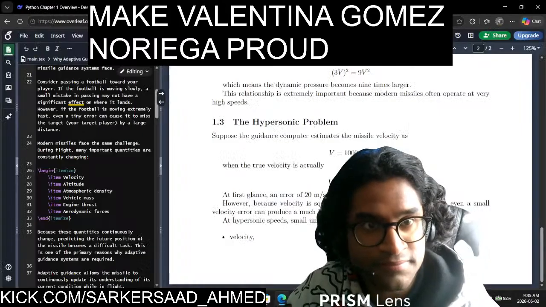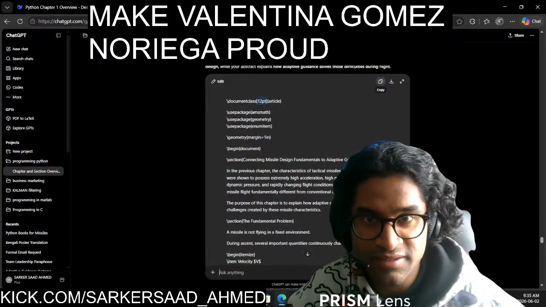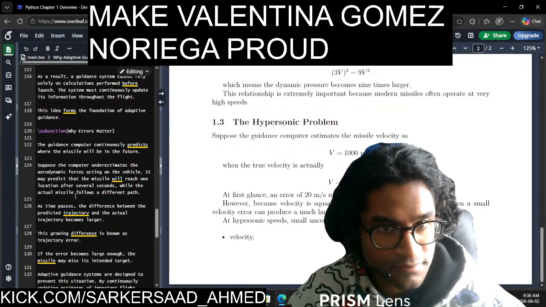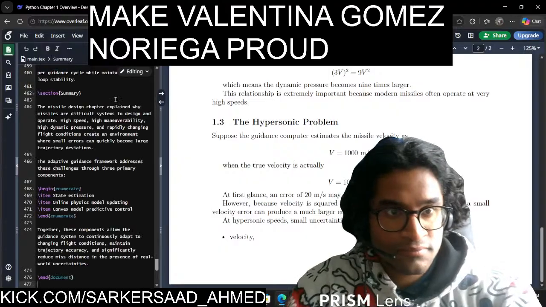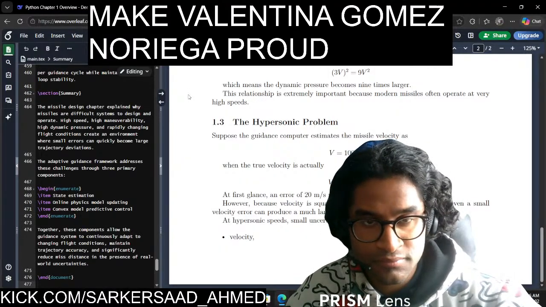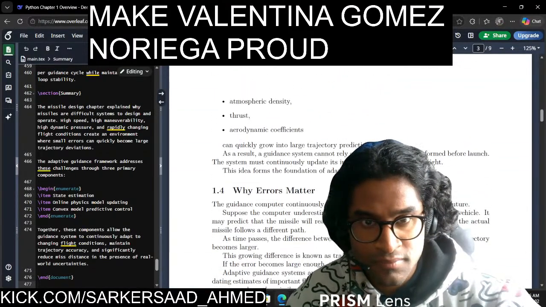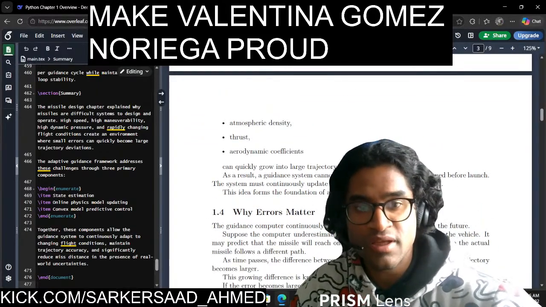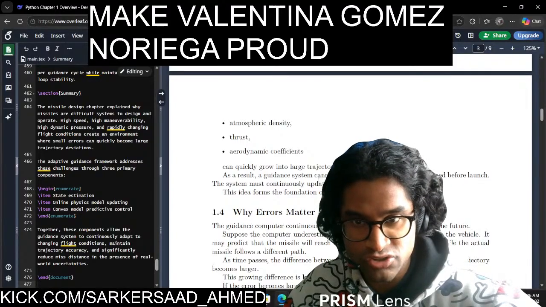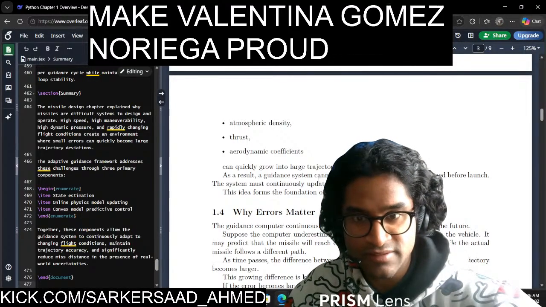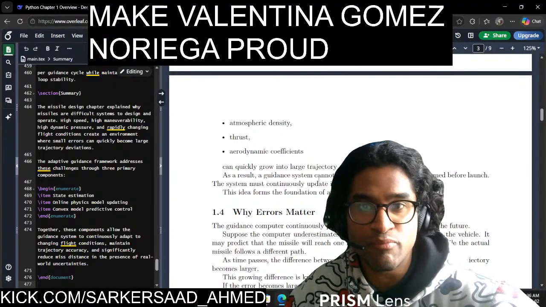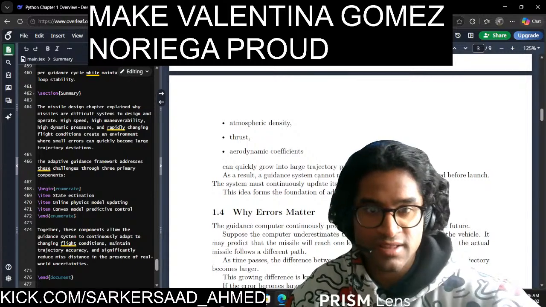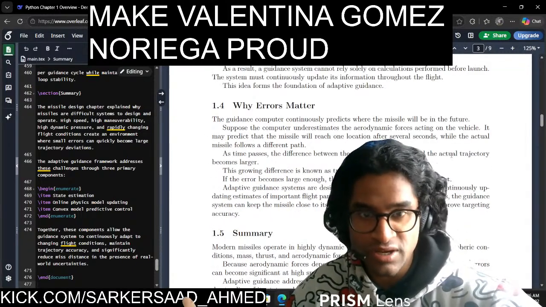Anyways, that aside, so velocity, atmospheric density, thrust, aerodynamic coefficients can quickly grow to large trajectory prediction errors. As a result, a guidance system cannot rely solely on calculations performed before the launch. The system must continuously update its information throughout the flight. The idea forms the foundation of adaptive guidance.